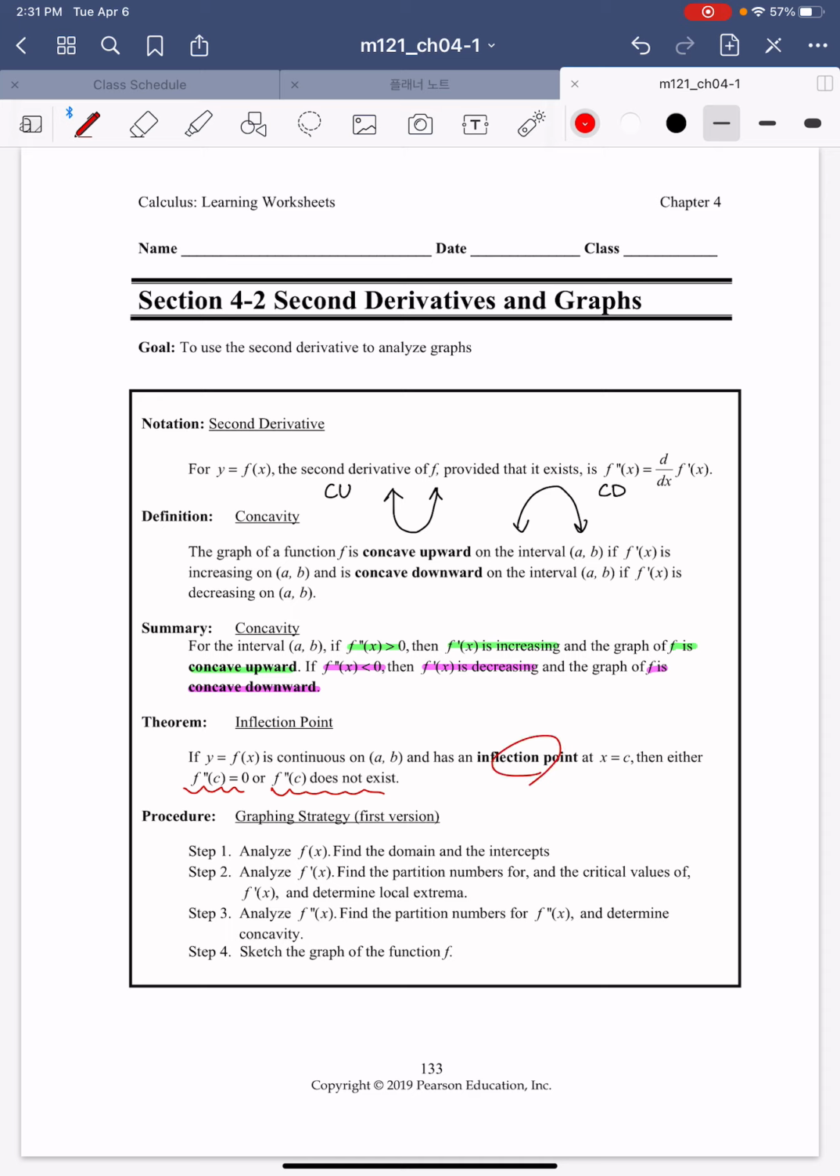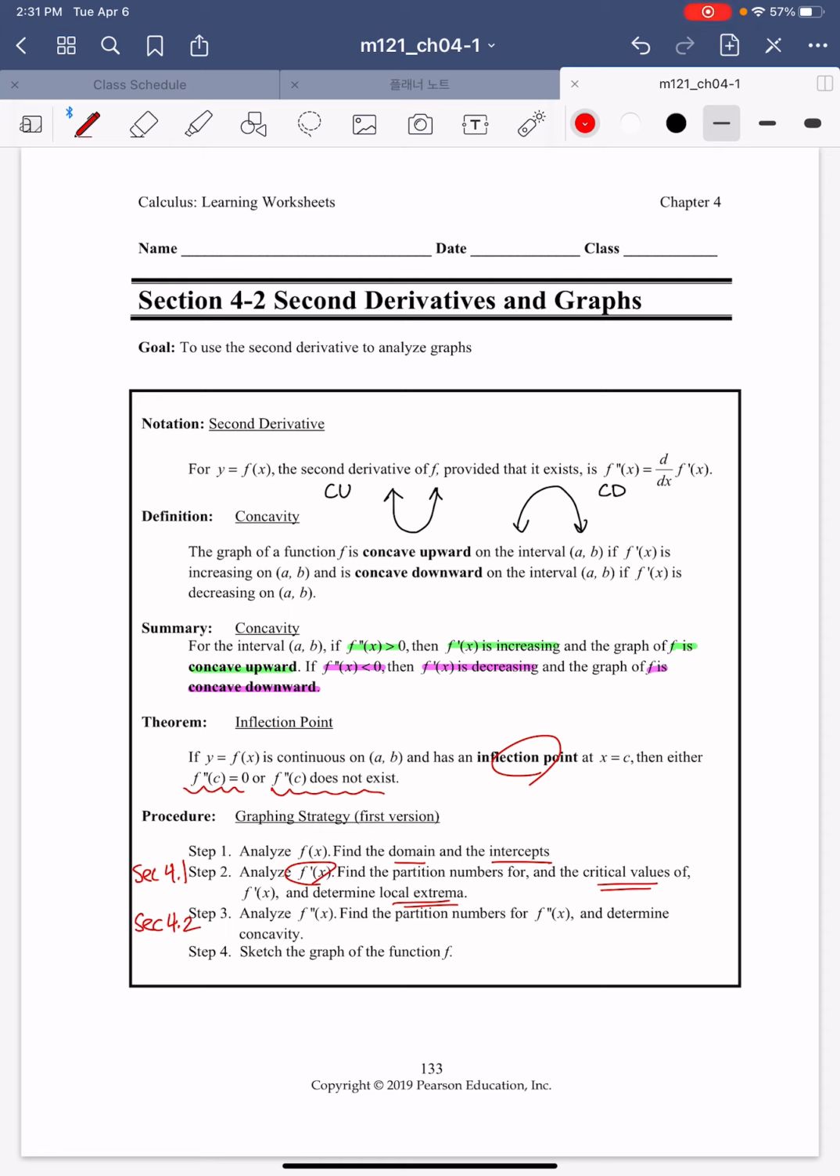So here's the general strategy so far, using 4.1 and 4.2, of how to graph the original function. Step 1, analyze f of x, which means we want to know the domain and the intercepts to get accurate points. Step 2, use the first derivative, which is section 4.1. Using the first derivative, you partition the number line and find the critical values and determine local extrema, whether it changes from negative to positive or positive to negative.